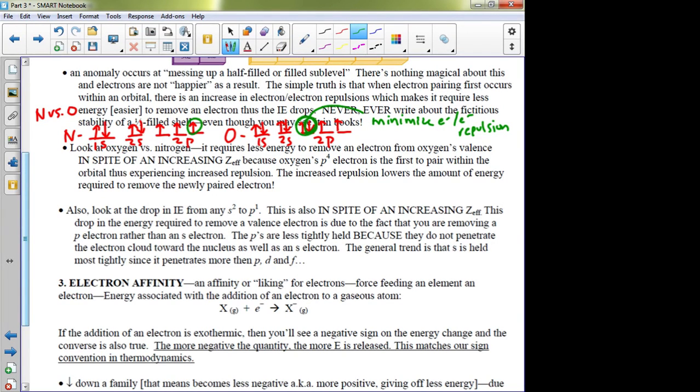So, because oxygen experiences more increased repulsion, it lowers the amount of energy required to remove that paired electron, because oxygen wants to get to a lower, more stable energy state.